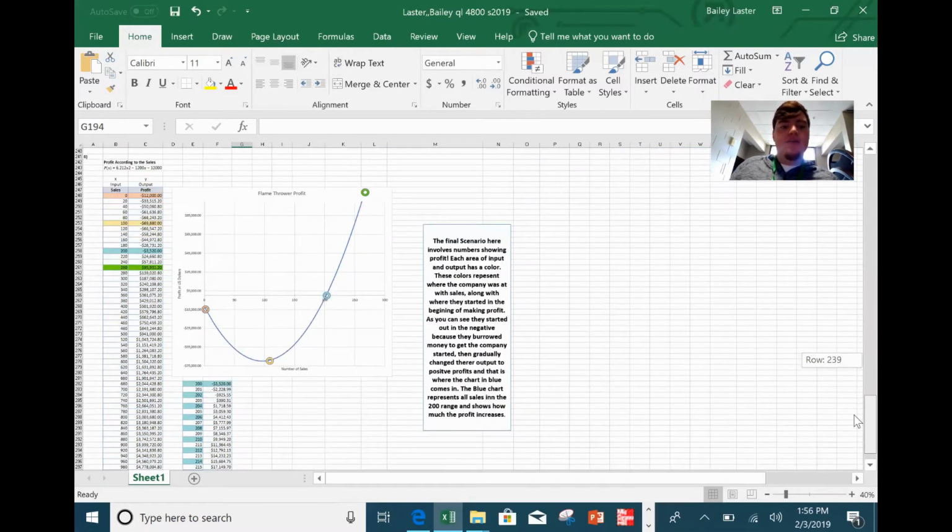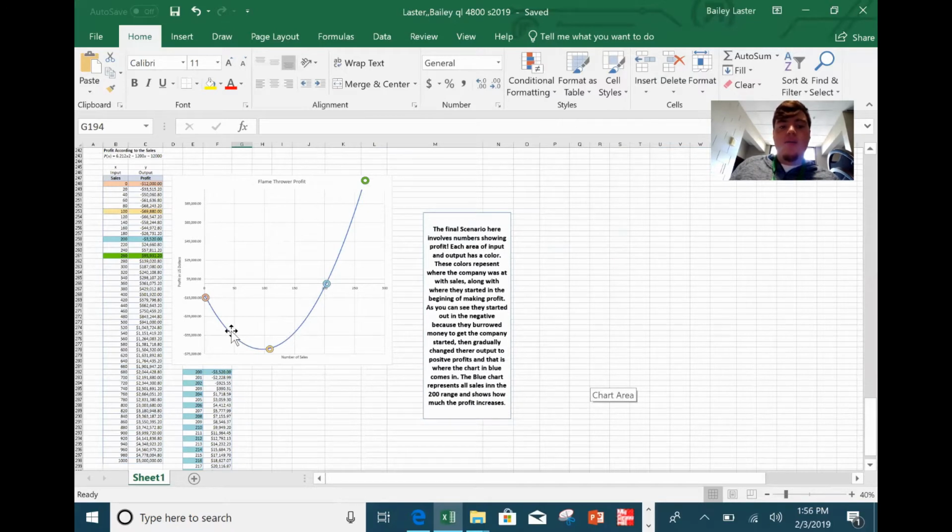So moving to the final scenario, we have here a company with flamethrowers. So here on the left are numbers that they started out with, and you'll see that the certain numbers of profit are highlighted. So we start off with a pinkish color, and it's in the negatives, and it goes further down in the negatives as more sales happen. But I believe because they started off in the negative, they had to get money to create the business, and now they're slowly going up in profits.